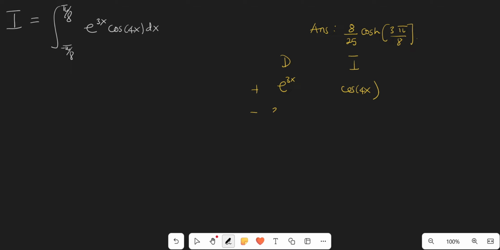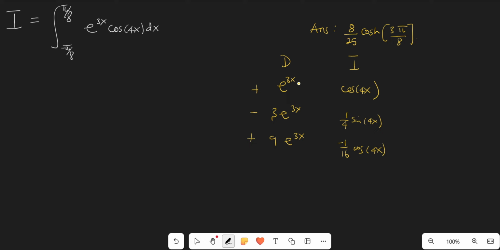Differentiating e to the 3x is 3e to the 3x. And integrating cosine of 4x is 1 over 4 sine of 4x. Let's do it again for the second time. Differentiating 3e to the 3x is 9e to the 3x. And integrating this 1/4 sine of 4x is going to be negative 1 over 16 cosine of 4x, because the integral of sine of 4x is negative 1 over 4 cosine of 4x, right?